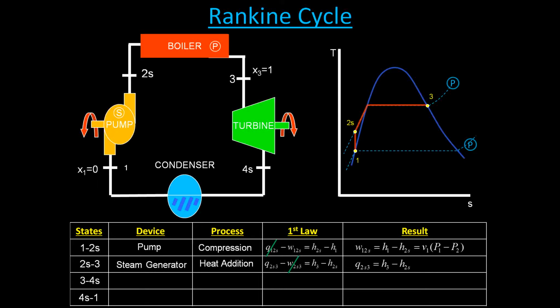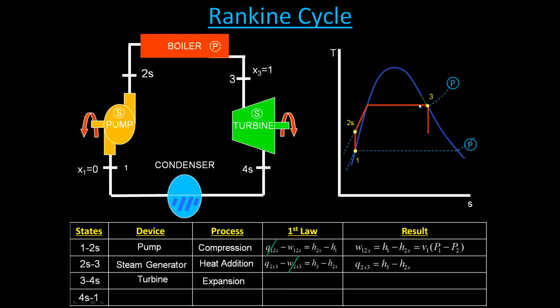So now we're at state 3, we're trying to go to the turbine. Our turbine, the purpose of that is it's expanding. So it's now taking all that high pressure, high energy vapor. It's going to expand, and through that expansion we're going to get work out of it. So we're going to have work coming out of the system. It's going to turn a turbine. It's going to be isentropic.